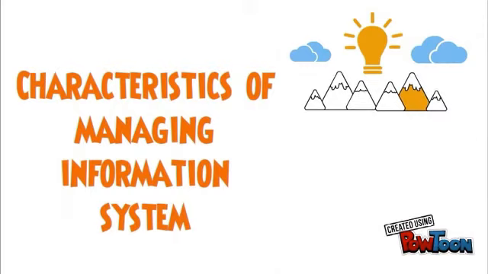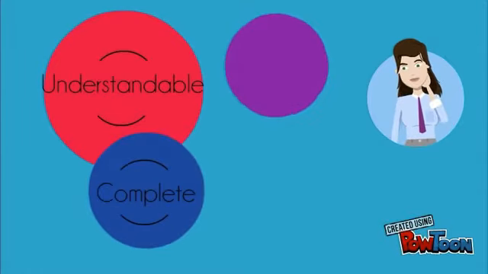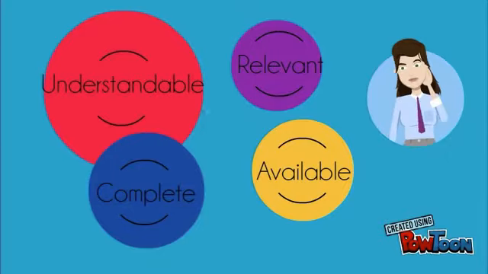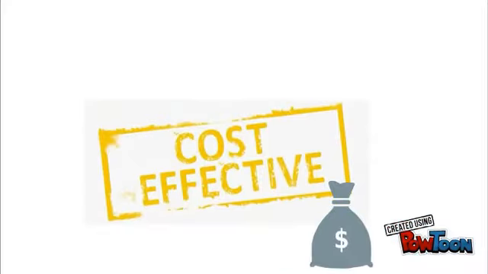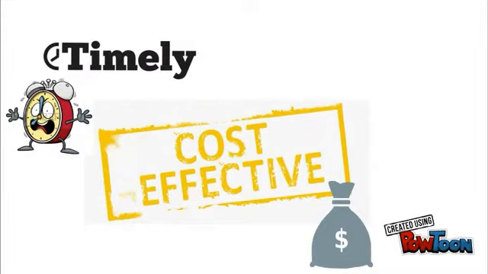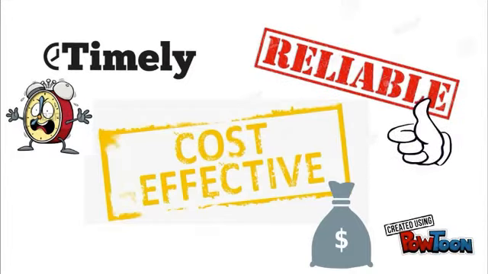Now we'll talk about characteristics of managing information system. This system is characterized with 8 features: understandable, relevant, complete, available, conscious. The 3 most important characteristics are cost-effective, which means that the cost of the solution should match with the performance. Reliable, this is to say that our solution should be accurate and consistent. And timely, we have to make sure that the solution is delivered at the right time, right place, to the right person.